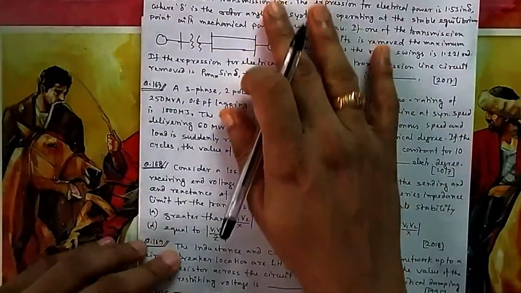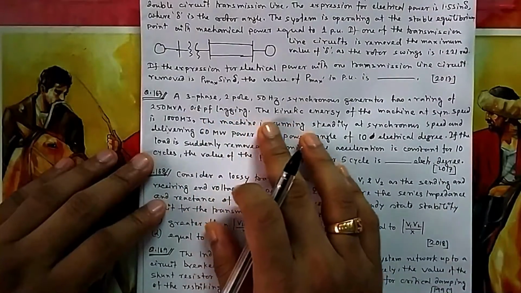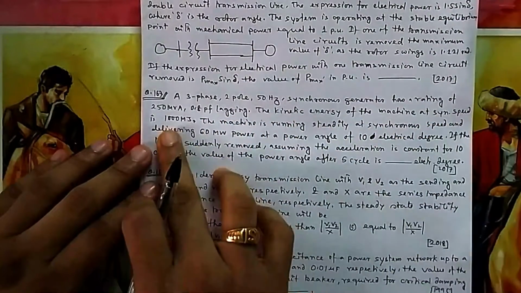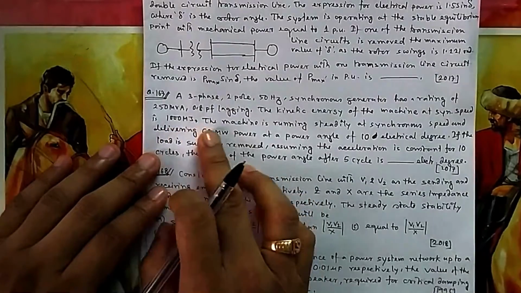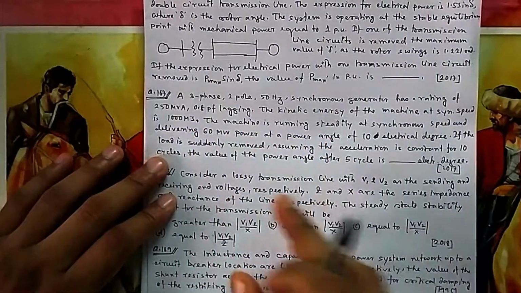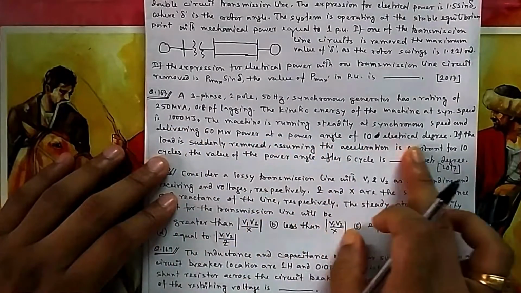Now if you come to 167, a 3-phase 2-pole 50 Hz synchronous generator has a rating of 250 MVA and 0.8 power factor lagging. The kinetic energy stored at the synchronous speed is this much. This is the kinetic energy. What is kinetic energy? G into H. The machine is running steadily at synchronous speed and delivering 60 megawatt at a power angle of 10 degree.